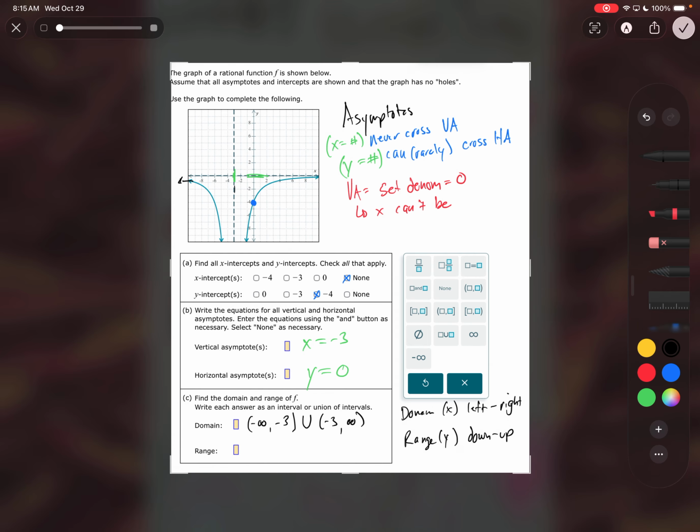Forever to the right. And then the bottom of this graph looks like it goes down forever, but it does stop at 0. It never goes above 0. And again, it's going to be a parentheses because it does not equal 0. It never touches 0. So you use a parentheses and not a bracket.